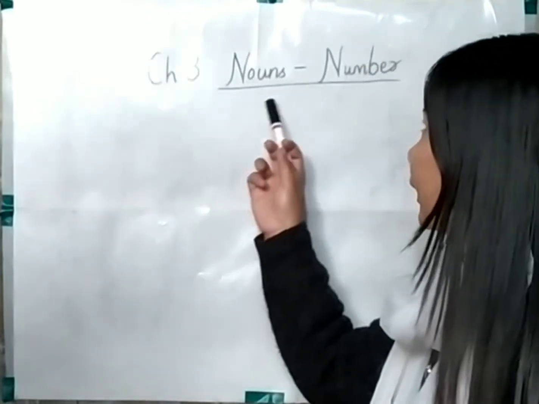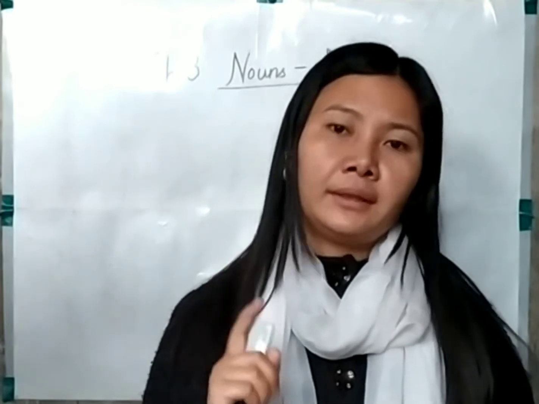As I told you, when we talk about the number of nouns, we are going to talk about singular nouns and plural nouns. If there is a noun that refers to only one, then it is an example of a singular noun. Similarly, when a noun refers to more than one, it is a plural noun. So if a noun refers to only one, that's a singular noun. If a noun refers to more than one, that's a plural noun.